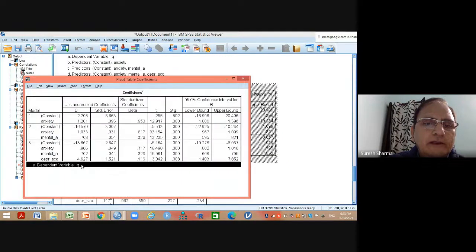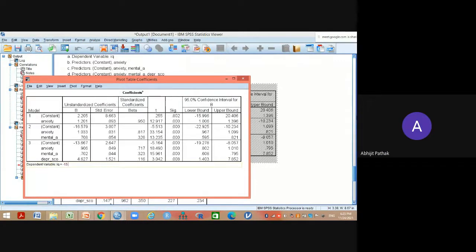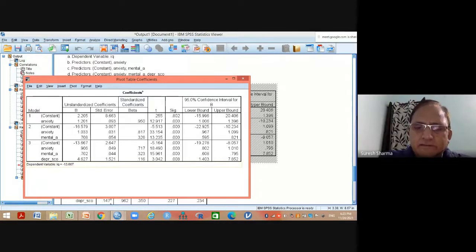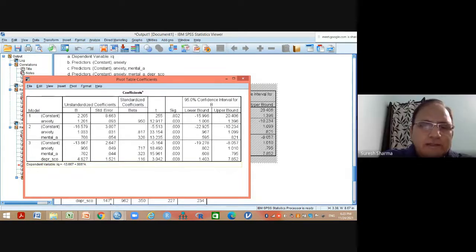And now here you can write down IQ is equal to, can anybody suggest from this how I can write the values? Constant. What is the value of constant? Minus 13.667. Very good. Plus 0.906 multiply with anxiety. Very good. Let me put just anxiety to save time.